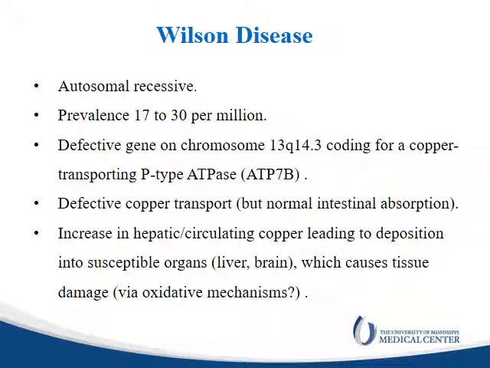Wilson's disease is an autosomal recessive hereditary disorder, and the defective gene is on chromosome 13, which codes for a copper-transporting ATPase enzyme. The defect causes defective copper transportation, but with normal intestinal absorption. The net effect of Wilson's disease is that you will see excessive copper deposition in susceptible organs such as the liver and brain, which causes tissue damage.